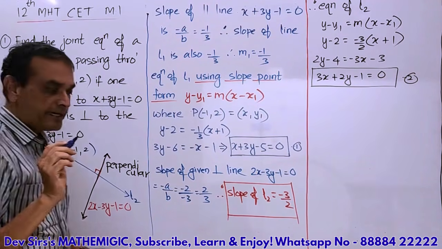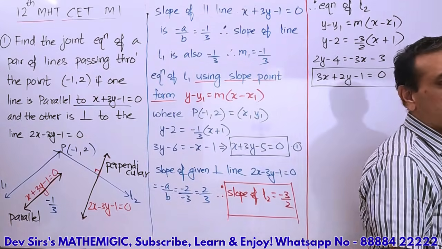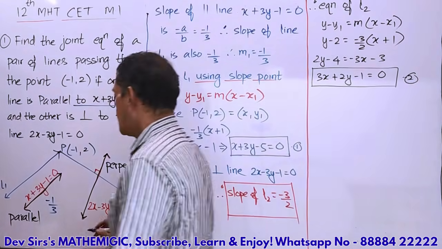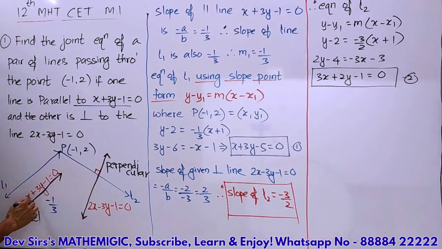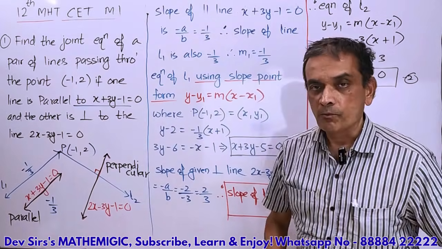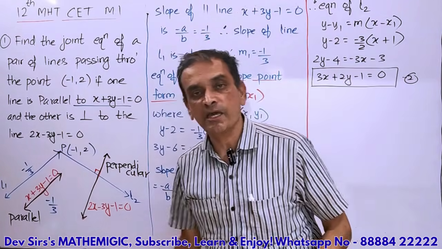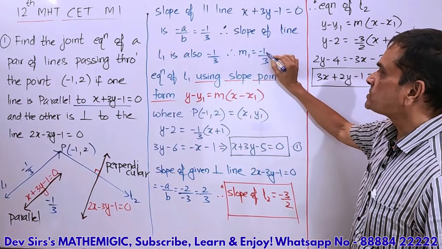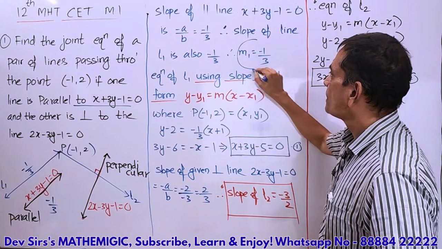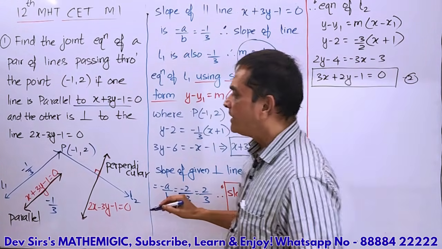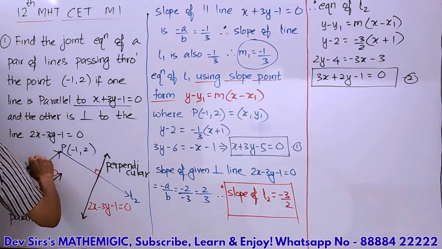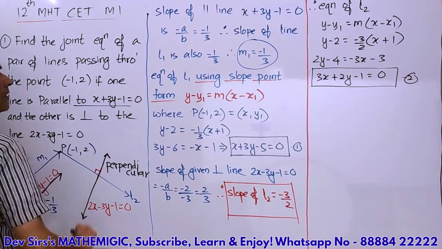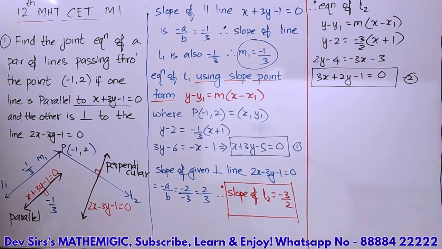Now 10th standard basic, you know slopes of parallel lines are same. So if the slope of this line is minus 1 by 3, slope of L1 is also minus 1 by 3. Okay? Because L1 is parallel to this line, it's given. So M1 is equal to minus 1 by 3. M1 means slope of line L1. We have taken as M1, or in general you can say M also.